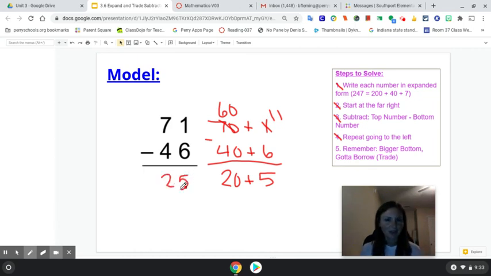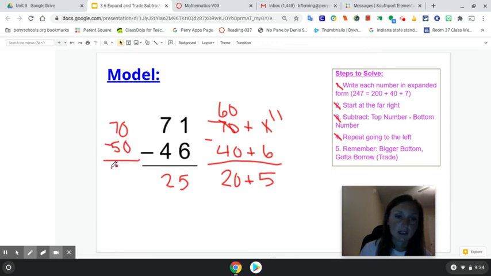And that's my answer. But how do I know if my answer makes sense? We can estimate. That's always how we can check. 71 is close to 70, 46 is close to 50, and 70 minus 50 is 20. So I have to think, is 20 close to 25? They're pretty close. So I say this answer seems reasonable.